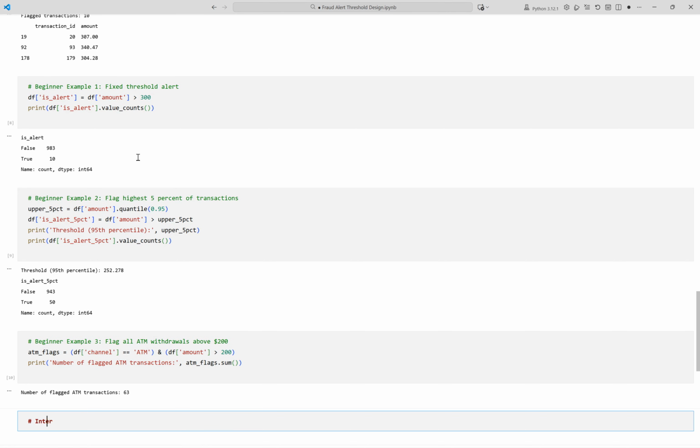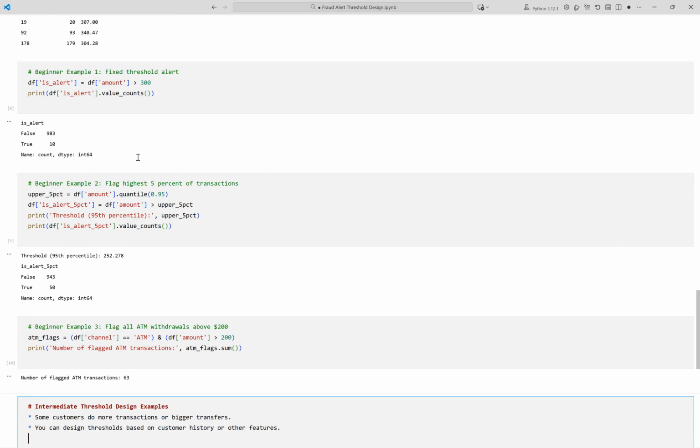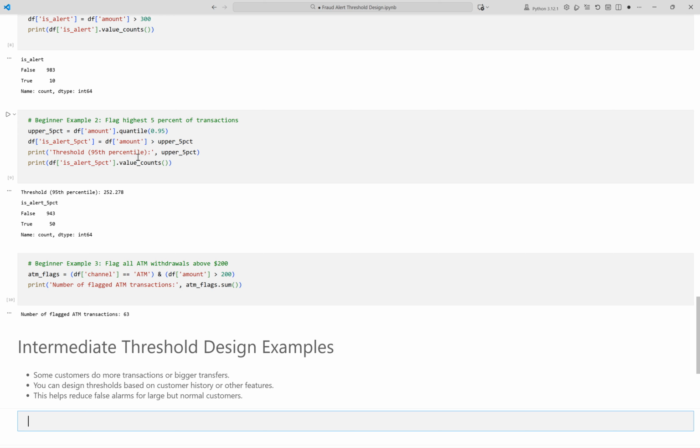Intermediate threshold design examples. Some customers do more transactions or bigger transfers. You can design thresholds based on customer history or other features. This helps reduce false alarms for large but normal customers. Running the cell now. We group the data by customer identifier and get the mean amount for each customer. We print the average transaction amounts for the first 5 customers.